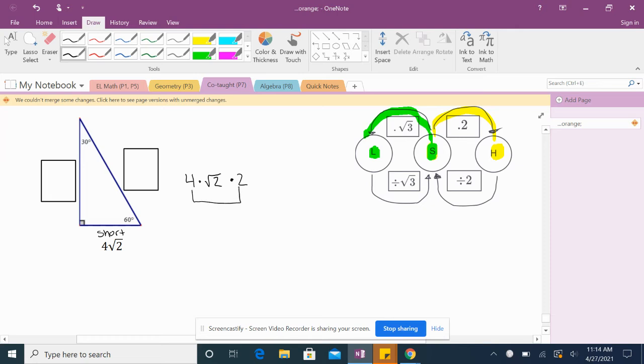I can multiply the numbers without the square root and get 8.